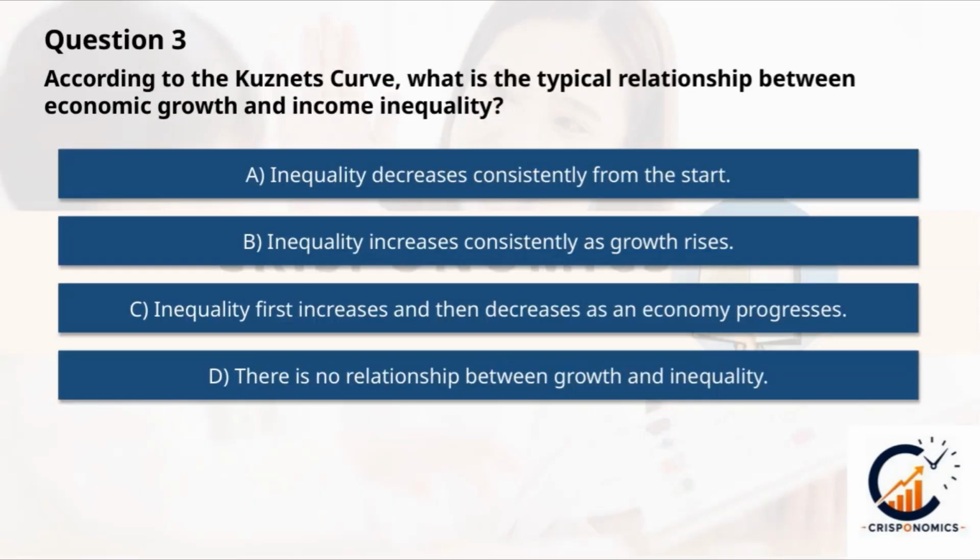Let's look at the Kuznets curve and what it tells us about economic growth and inequality. The key idea is that inequality doesn't just move in one direction as an economy grows. Instead, it usually rises at first, as some people benefit faster, but then it starts to fall as growth spreads more widely. So, inequality first increases, then decreases. This pattern helps us understand the complex relationship between development and income distribution.